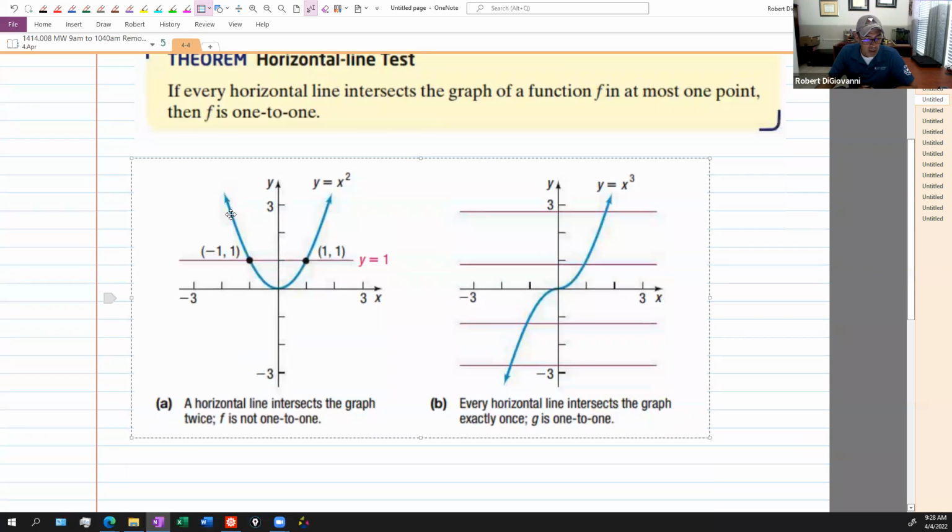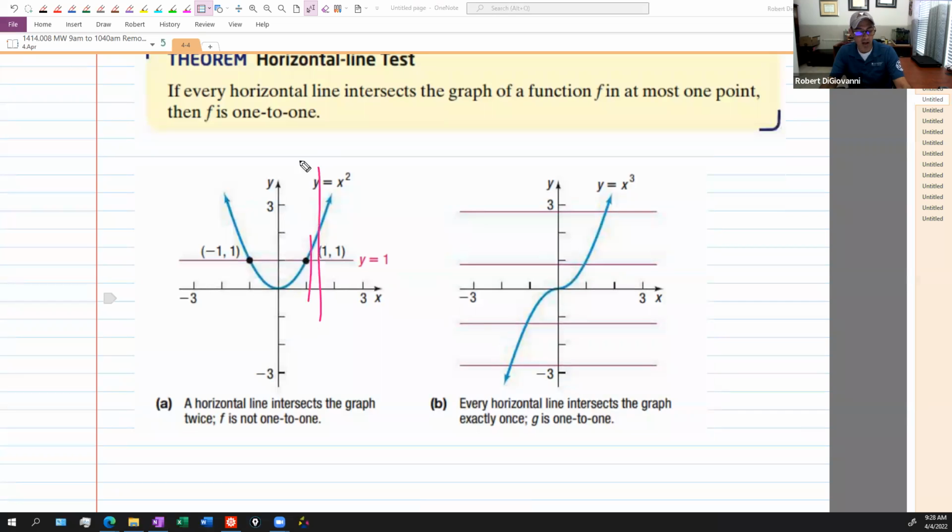So look at this parabola right here. Is this parabola a function? Yes, I'm seeing thumbs up. And that's because it passes the vertical line test, right? If I draw vertical lines, I never hit more than once. But if I try and draw a horizontal line, I'm going to hit it more than once. So this is a function, yes, but one-to-one, no, it's not.